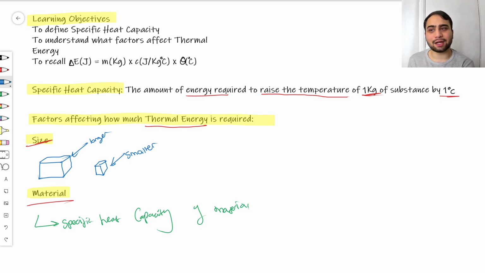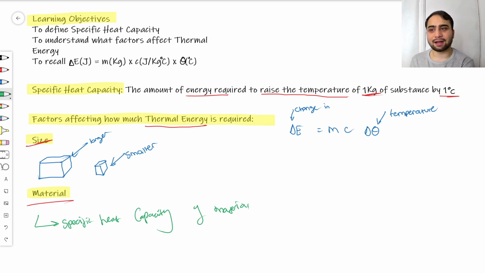Now let's actually have a look at the specific heat capacity equation itself. We have delta E equals m c delta theta. Delta is just the Greek symbol for change in. So wherever you see this triangle here, this means change in. So if I read this out, this means the change in thermal energy is equal to the mass multiplied by specific heat capacity multiplied by the change in temperature. So that's what our theta here, another Greek symbol, represents.